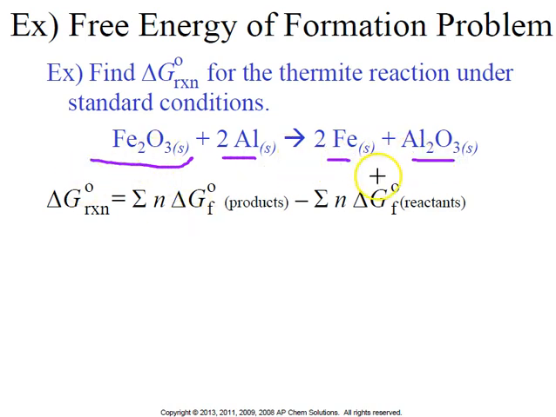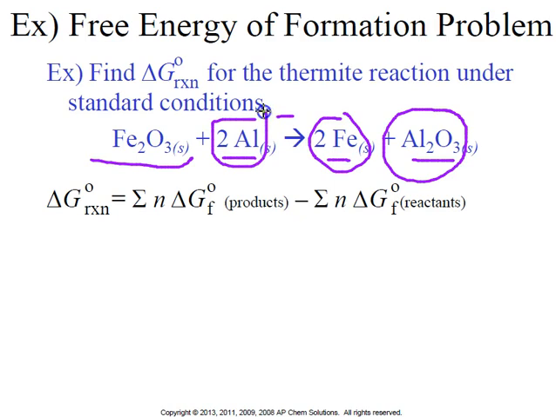So to calculate the delta G for the reaction, we would need the delta Gf for aluminum oxide and 2 times the value for iron, minus the reactants, 2 times the value for aluminum and 1 times the value for iron oxide. Now we know that aluminum and iron are going to have 0 values for delta G because they're in their standard state, solids.